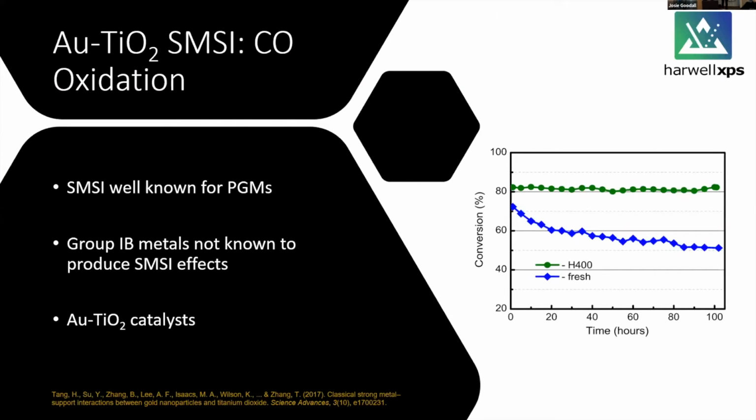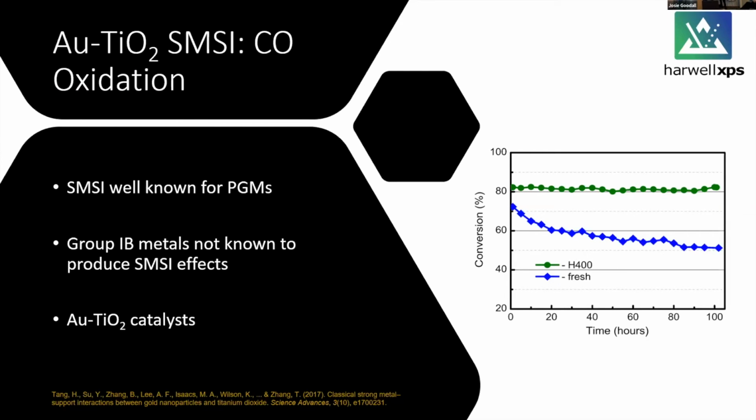So this is an example of work from a few years ago looking at gold on titanium and the generation of strong metal-support interactions. So these are quite well known. I'm sure everyone here is aware of SMSIs, very well known for PGMs, and they promote things like charge transfer and increase activity and prevent deactivation of catalysts.